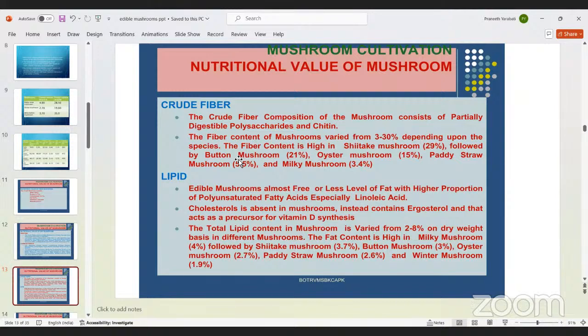The fat content is high in milky mushroom, followed by shiitake mushroom at 3.7%, button mushroom 3%, oyster mushroom 2.7%, Paddy straw mushroom 2.6%, and winter mushroom 1.9%. So a high percentage of lipids is seen in milky mushroom, that is 4%.